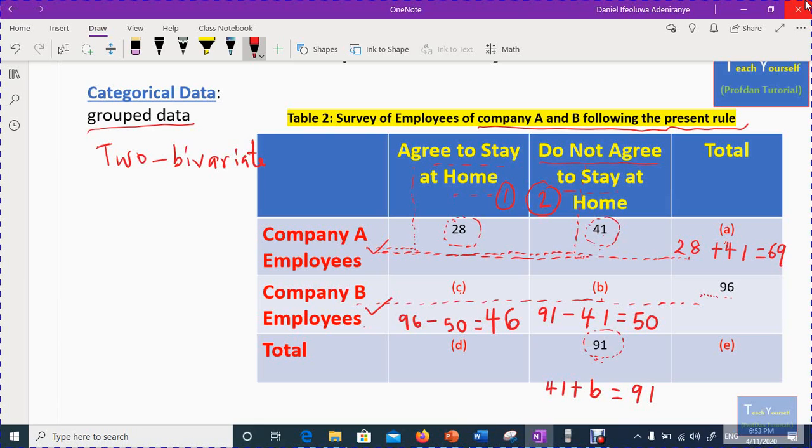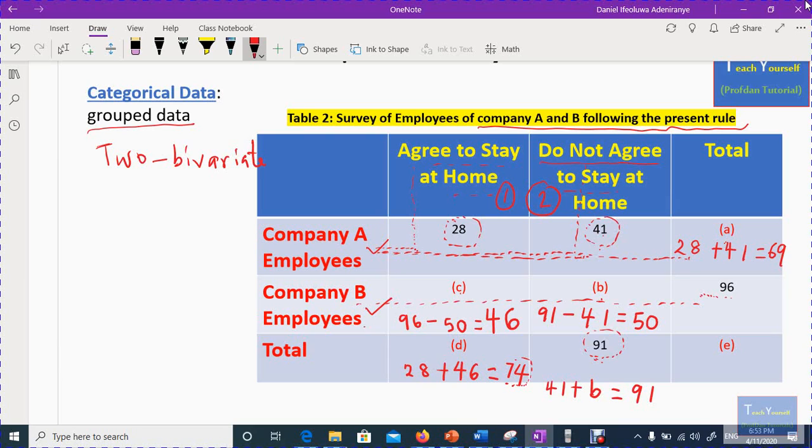That is the total. Okay, next, let's see, can we get D? Yes, we can get D. The total here is showing, for this column, agree to stay at home. How many employees in total agree to stay at home? I know for company A 28, so I have 28 plus that of company B is 46, so I have 46. Then we get 74. So 74 employees in total agree to stay at home.